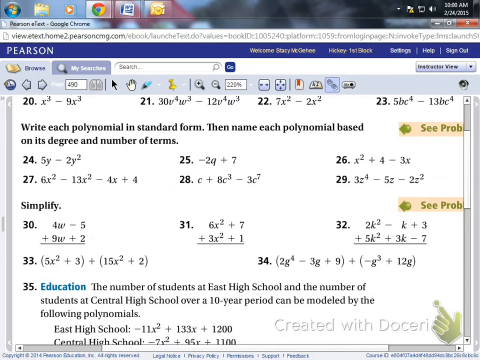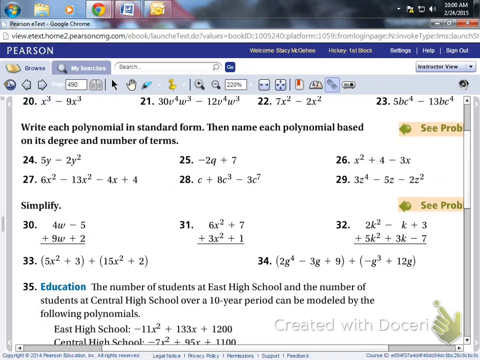When you're putting it in standard form, you're listing the monomials from the greatest degree to the smallest degree. So would 2y squared come before 5y? Yes, because y squared is the degree of 2. 5y is just the degree of 1. So you would flip their place.